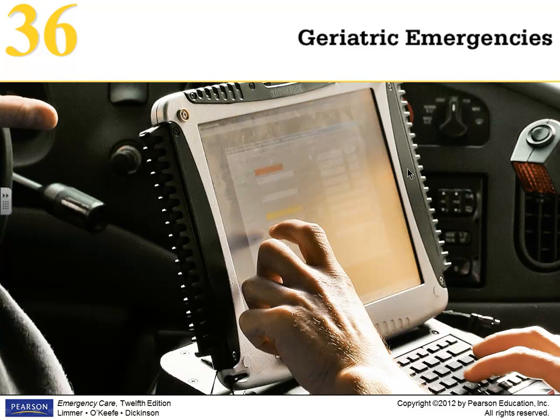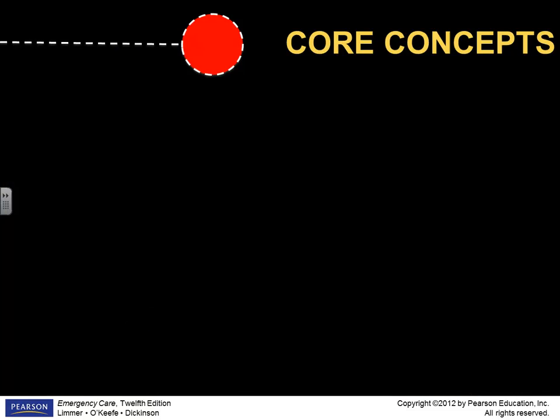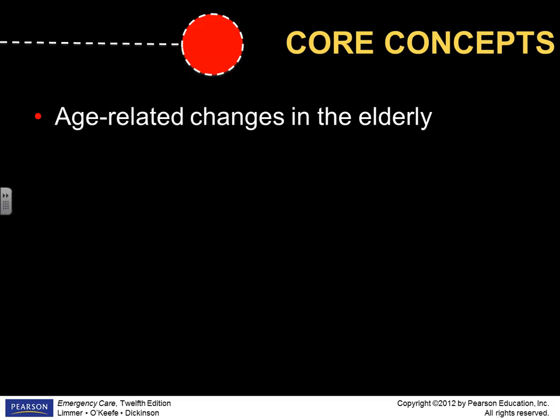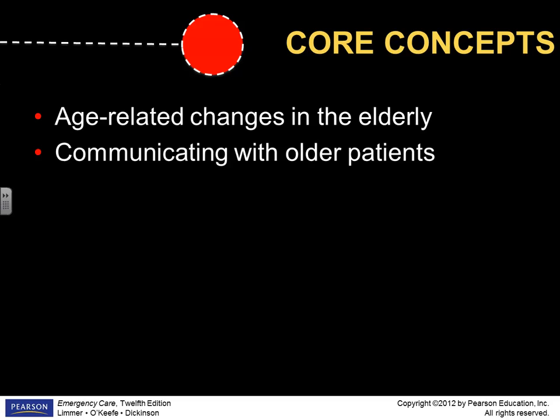Okay, geriatric emergencies. As I said earlier, at the first of the semester, a large percentage of your patient population is going to be older people. So we're usually, typically over age 65, but we're seeing younger people that are very ill. So we're looking at things that are specific to the elderly population. They're going to present a little bit differently than somebody that's, say, 25 or 30 with the same disorder.